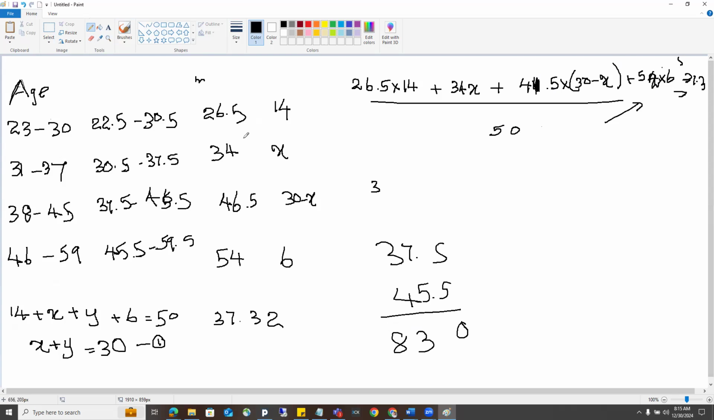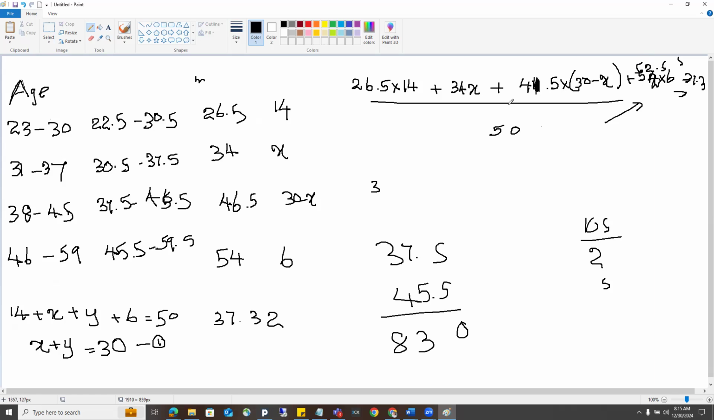Then the mid value also. So here we have 59.5, no? Then that means that would be 105, right? Yeah, 105 divided by 2 means 52 point 5. Once you do it, 52.5.